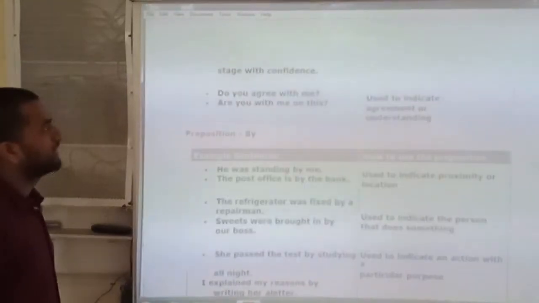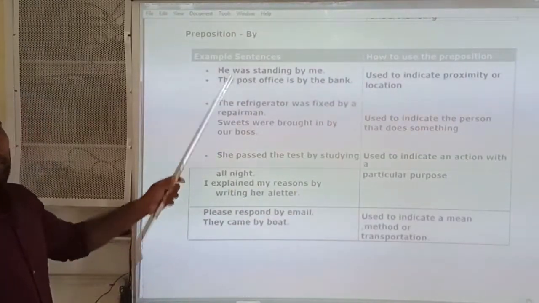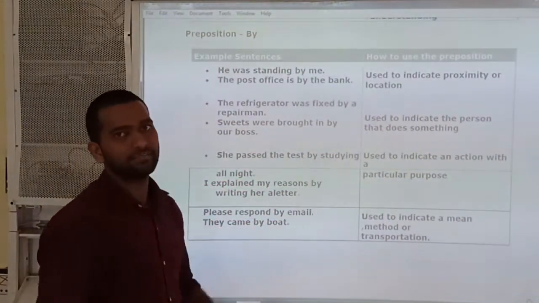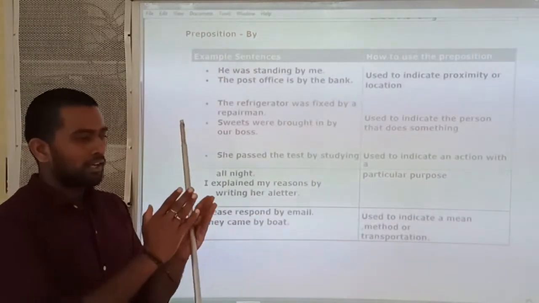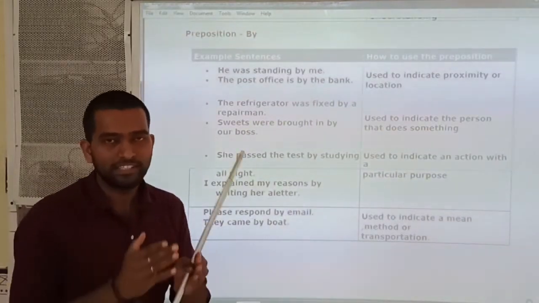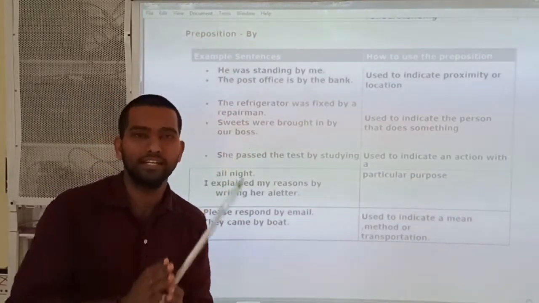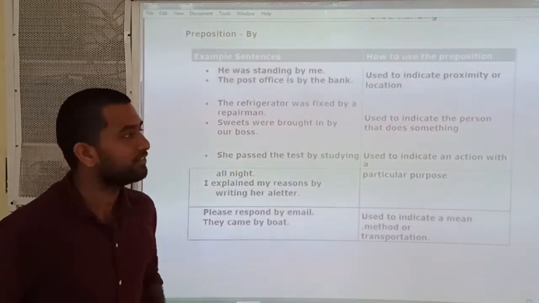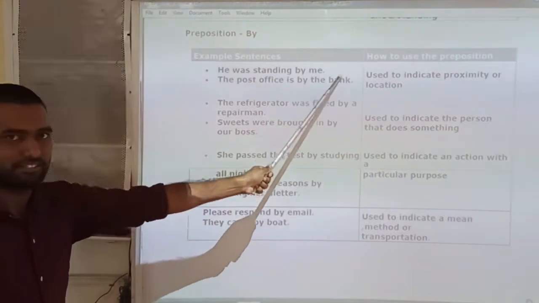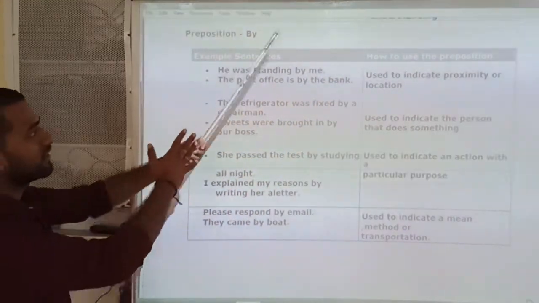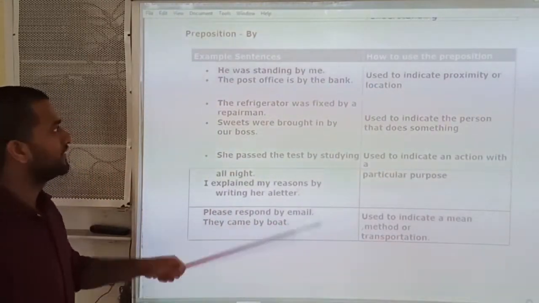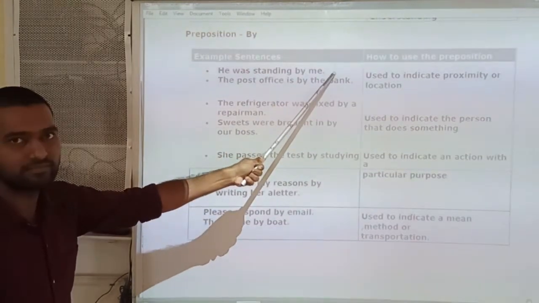Next, the preposition by. The preposition by is used to indicate proximity or location. Proximity or location means when some person or thing is beside another person or thing, meaning those two things are nearer to each other. In this type of situation, we use the preposition by. See, he was standing by me. It means either he is nearer to me or he is beside me. He was standing by me.